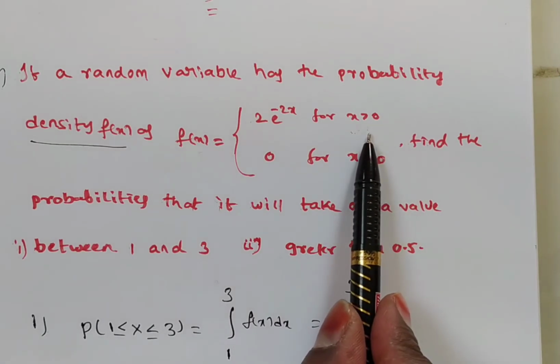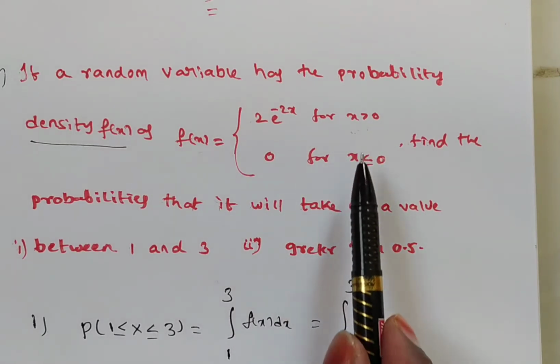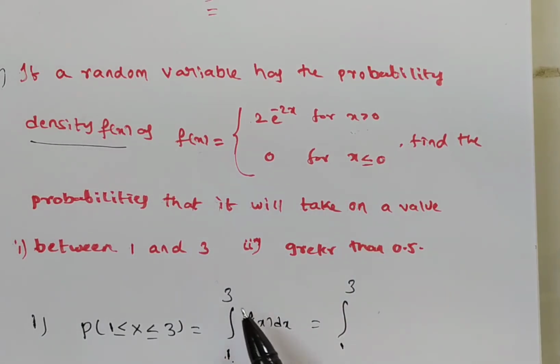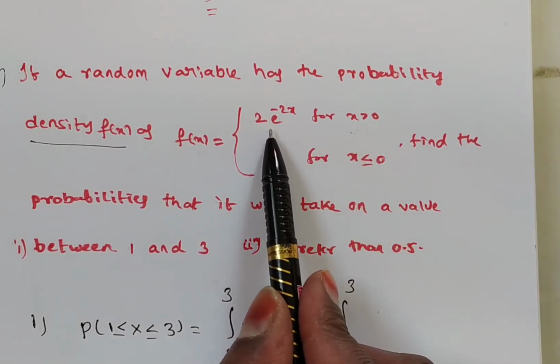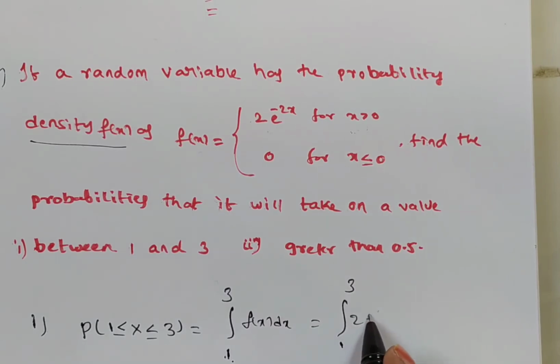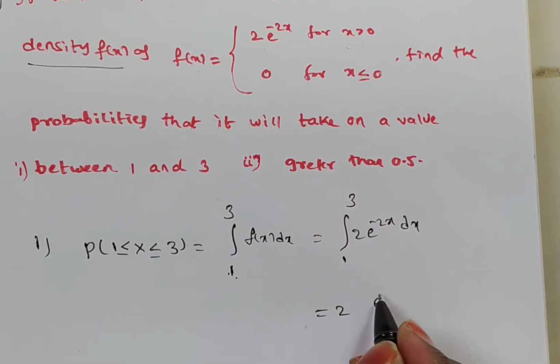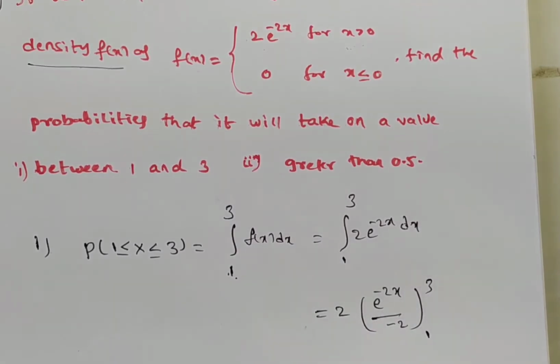It is positive for every positive value. Here we have 1 to 3 only, so for 1 to 3 the function is 2e^(-2x) dx. Now we have to integrate this. This is equal to 2 times the integral of e^(-2x), which is e^(-2x) divided by minus 2, with limits from 1 to 3.